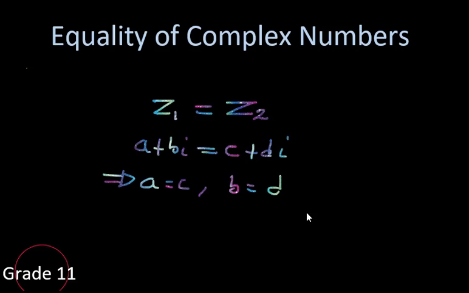Equality of complex numbers. When we say two complex numbers are equal, the corresponding parts must be the same. When I say the corresponding part, the real part must be the same as the real part, and the imaginary part of one complex number should be the same as the other complex number here. So A must be equal to C, and B and D must be equal.